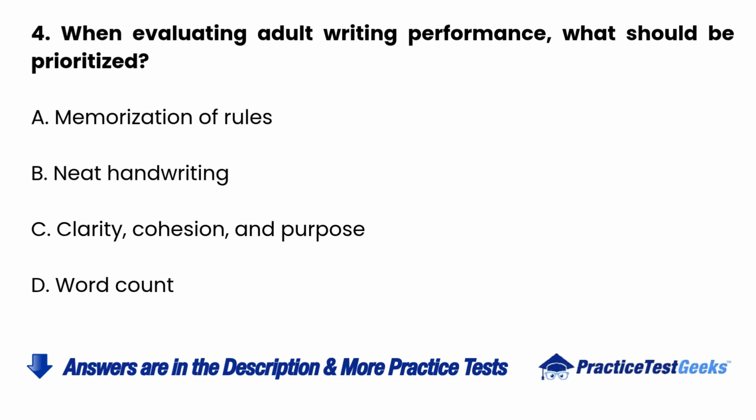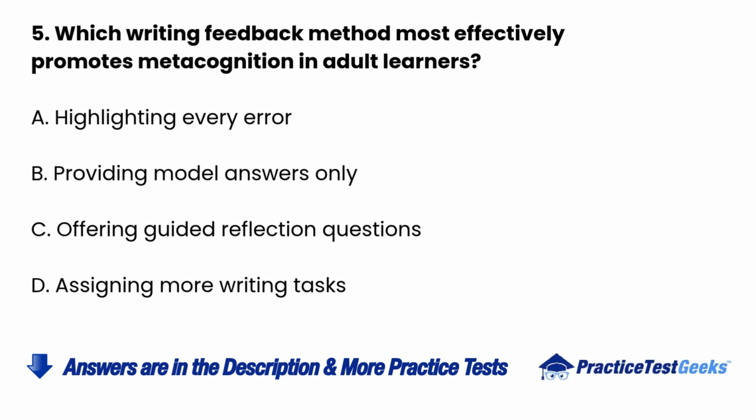A. Memorization of rules. B. Neat handwriting. C. Clarity, cohesion, and purpose. D. Word count. 5. Which writing feedback method most effectively promotes metacognition in adult learners?